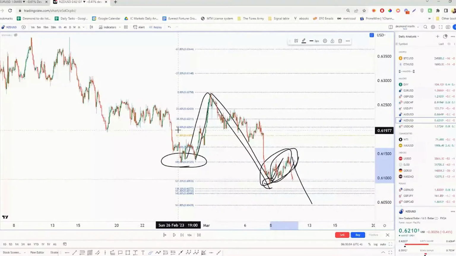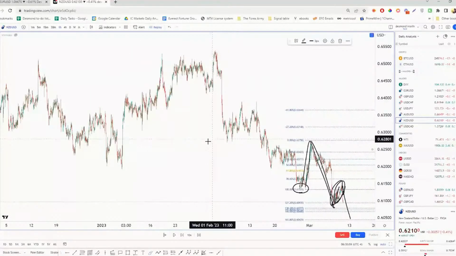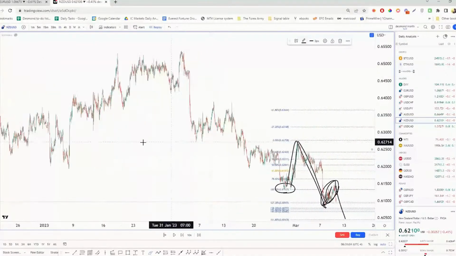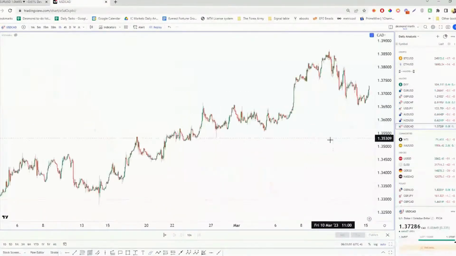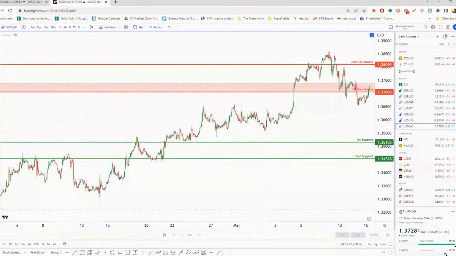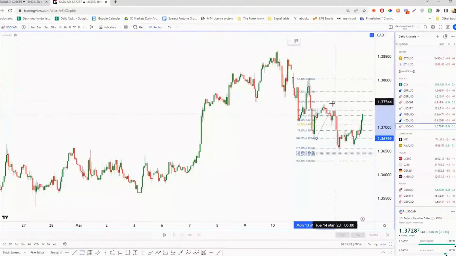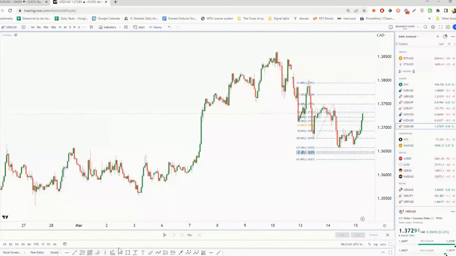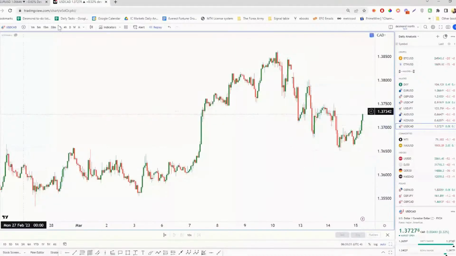So that's another example of using the 127 Fibonacci extension. I'm going to try to find an example for you where there's a Fibonacci projection. Okay, we got another example over here.